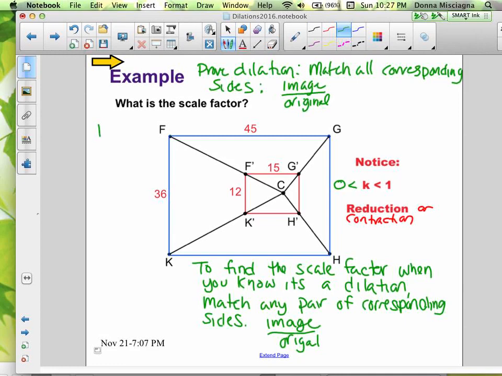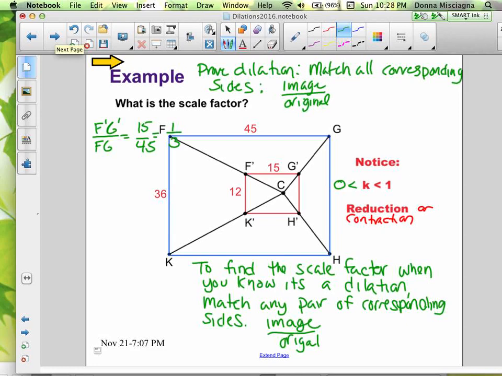All right, so we're going to find the ratio of F prime G prime. Oh, excuse me. I meant to write F prime G prime. Ignore that. F prime G prime over FG. All right, and that's going to be 15 over 45. Always reduce to lowest terms. All right, so that's both divisible by 15. 15 divided by 15 is 1. 45 divided by 15 is 3. And if you didn't know 15 divides evenly into 45, well, you could just divide them both by 5, and then you'd see, oh, you can divide by 3.